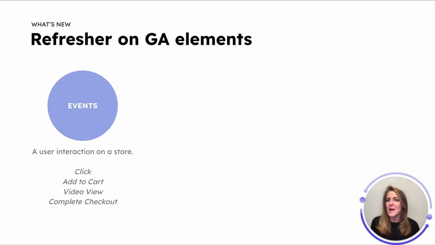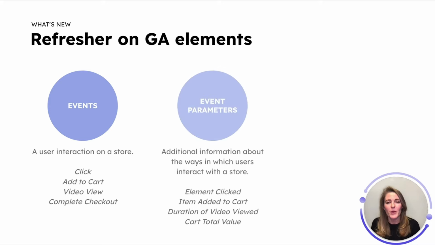Now, events have been massively expanded in GA4, and I'm going to run through that in a little bit more detail. We also have event parameters. Event parameters give us a little bit more information about our events and the ways in which users interacted with our store. So for example, which element was clicked, which item was added to cart, maybe the duration of the video viewed and the cart total value. It really gives us a bit more color to our events.